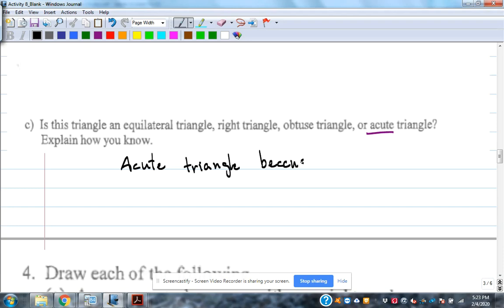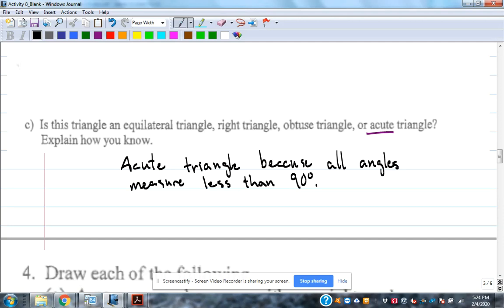because all angles measure less than 90 degrees. So that would be your explanation. An obtuse triangle, how many obtuse angles can there be? 1, only 1. Okay. Equilateral triangle, what does that mean about all the angles?